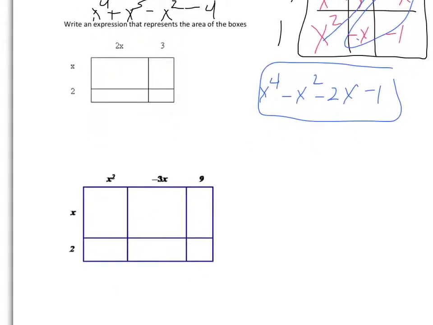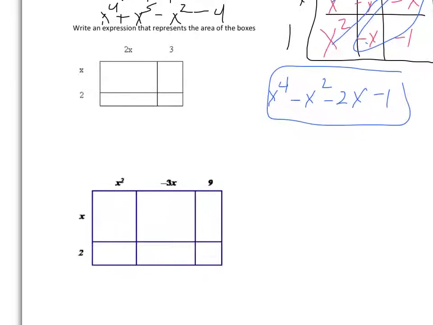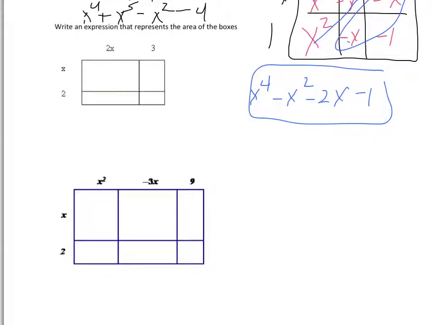So the next two are just to really put this geometric interpretation of this box multiplication to just, you know, finalize that a little bit more. So here we're going to go ahead and multiply these out. We have x times 2x, which is 2x squared. X times 3, which is 3x. 2 times x, which is 2x, and then 2 times 3, which is 6.